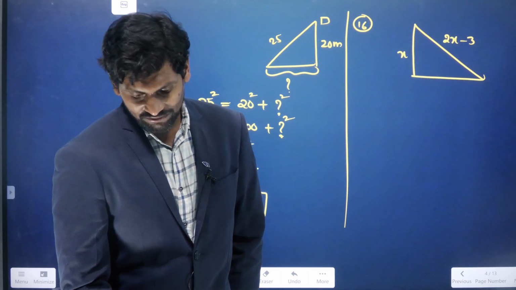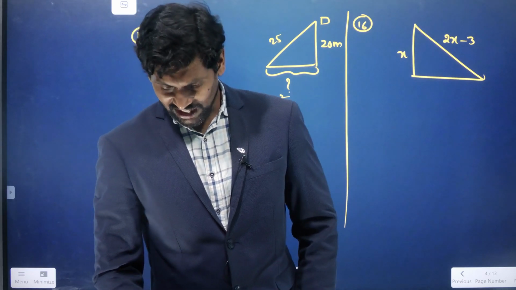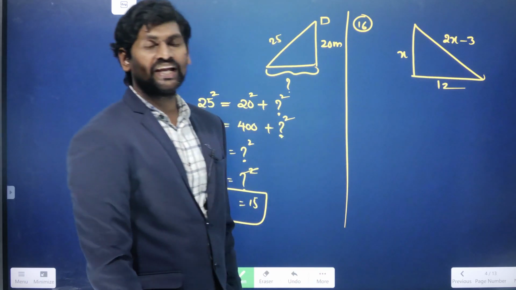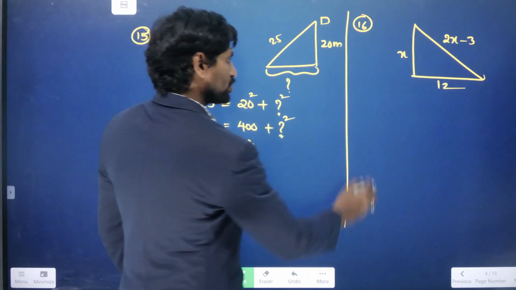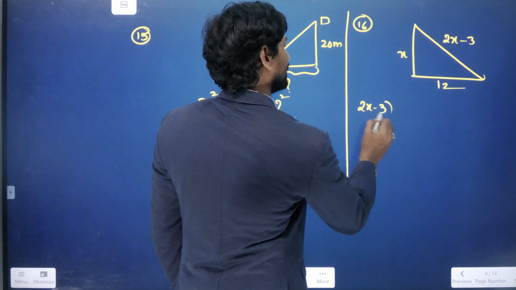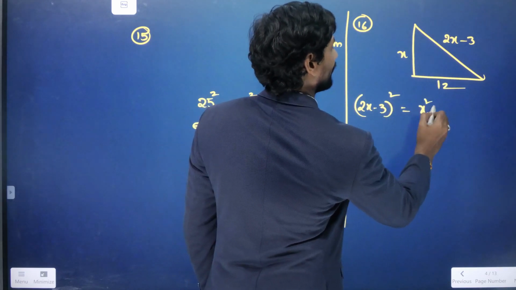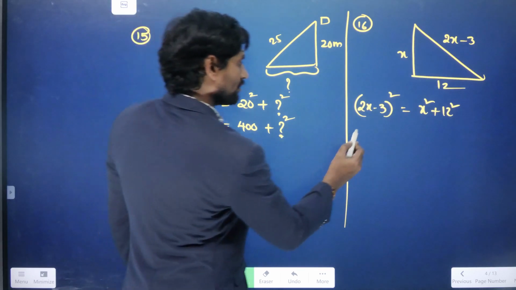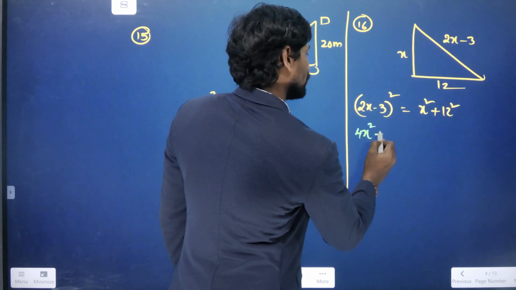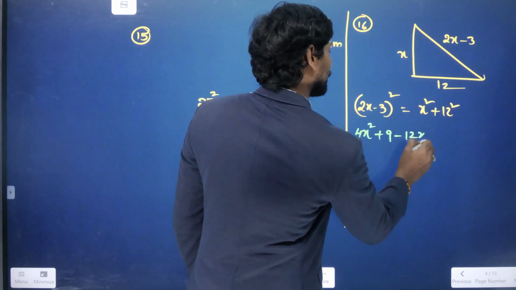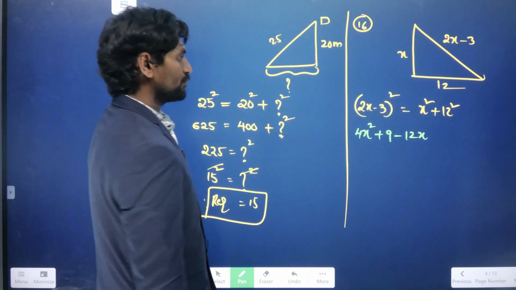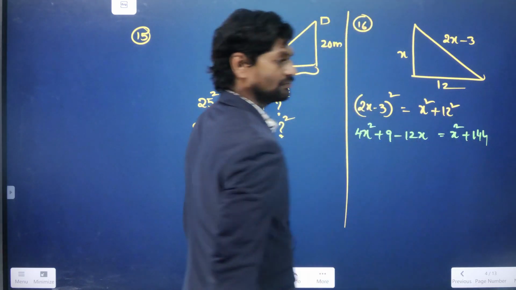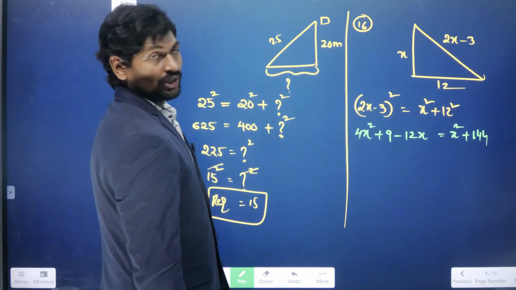If the longer side is 12 centimeters, then what is the length of the hypotenuse? Again apply Pythagoras theorem: hypotenuse square, that is 2x minus 3 whole square, is equal to side square plus side square. It is in the form of a minus b whole square, so apply the formula: a square plus b square minus 2ab. That equals x square plus 144, since 12 square is 144.